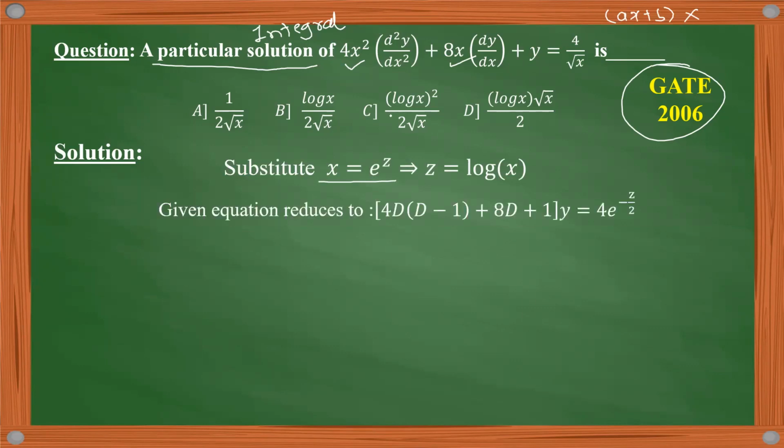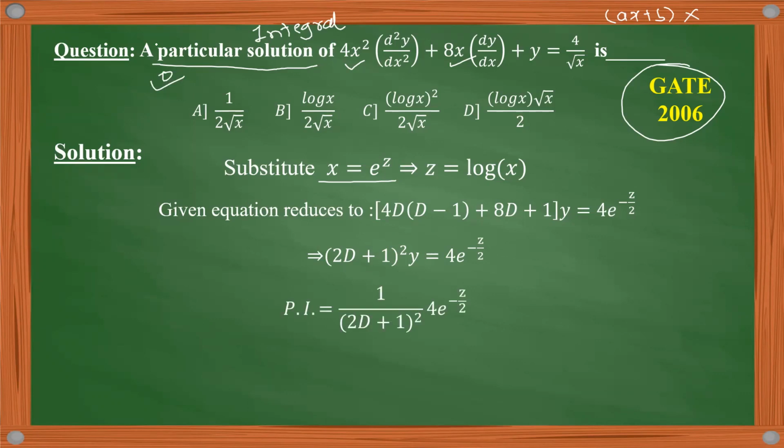So what we do in our Cauchy-Euler equation, we just substitute x is equal to e raised to z. So our equation will reduce to 4 into D(D minus 1) plus 8D plus 1, y is equal to 4 e raised to minus z upon 2. So just simplify this equation. We get (2D plus 1) square into y is equal to 4 e raised to minus z by 2. Now see, here we don't need to find the complementary function because we have been asked just the particular integral.